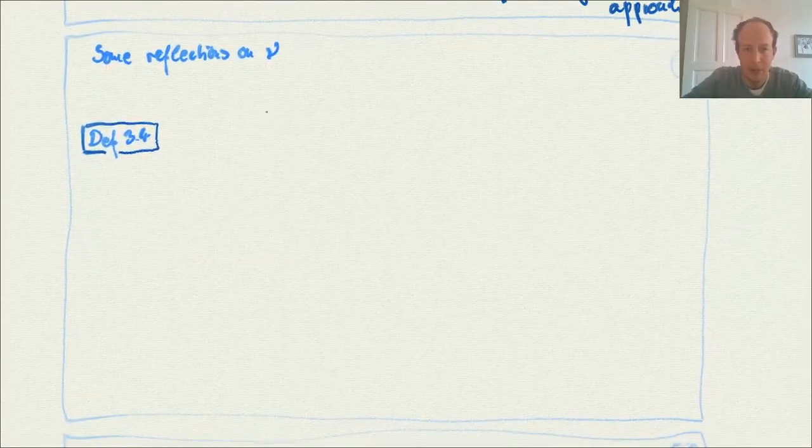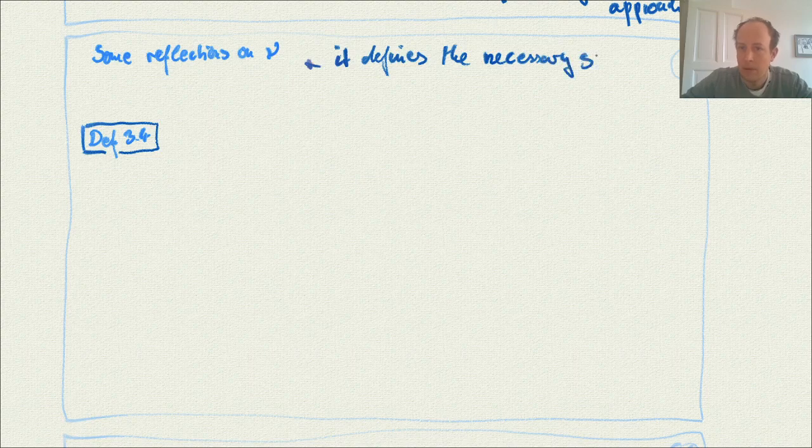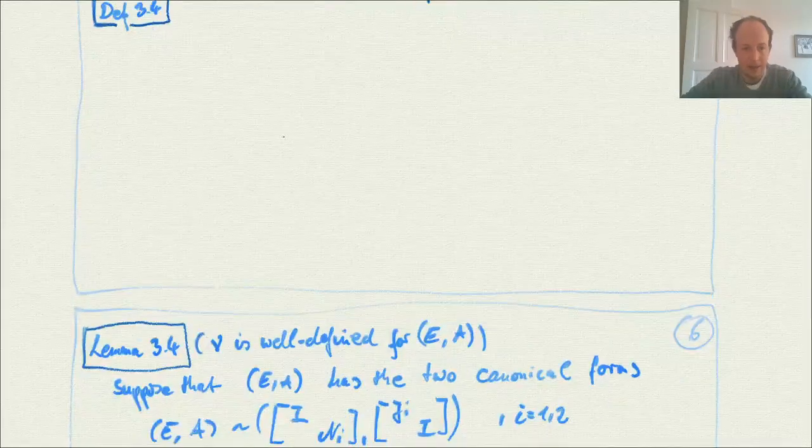Some reflection on the nu. It defines the necessary smoothness of the right hand side of the solution, and it also defines one of these indices that I mentioned, an index. And that's basically this definition.